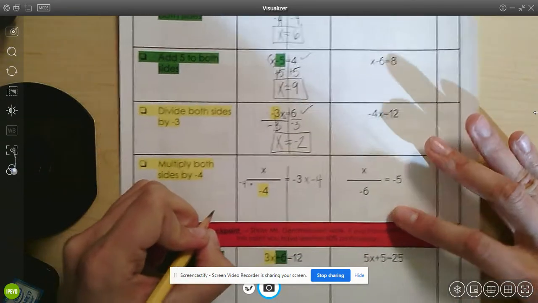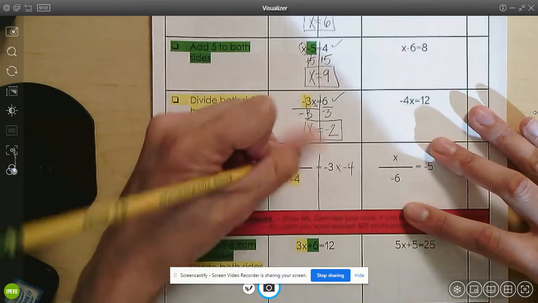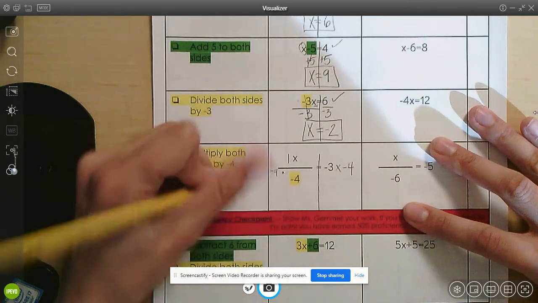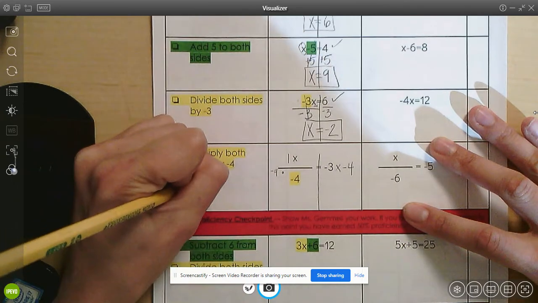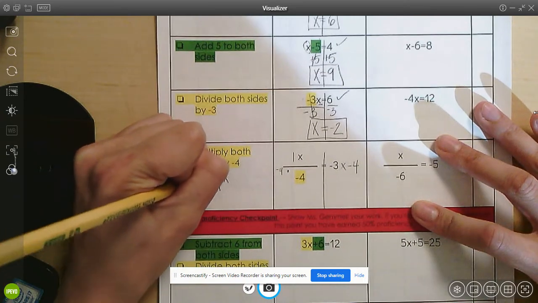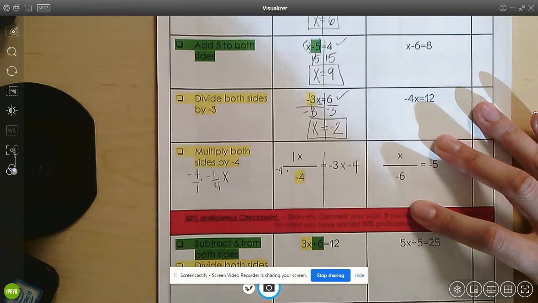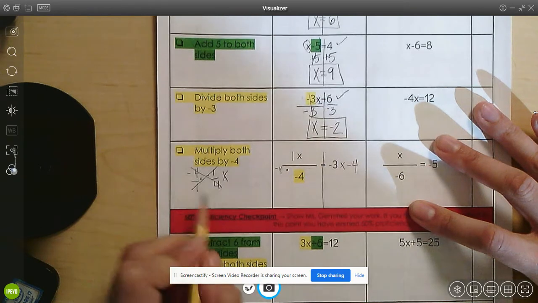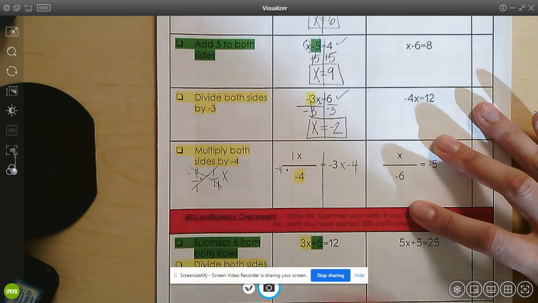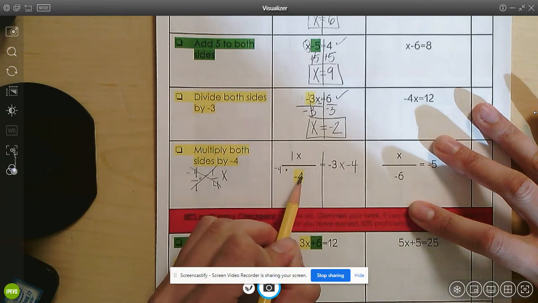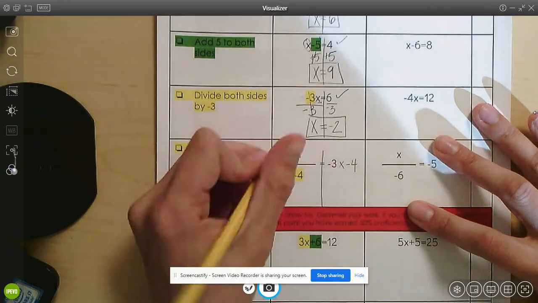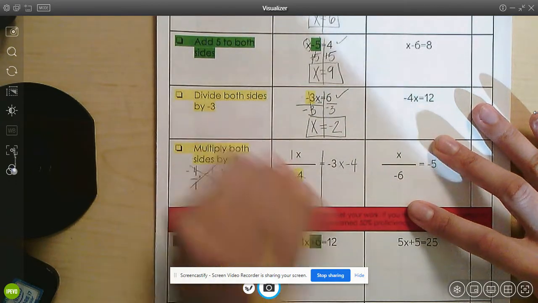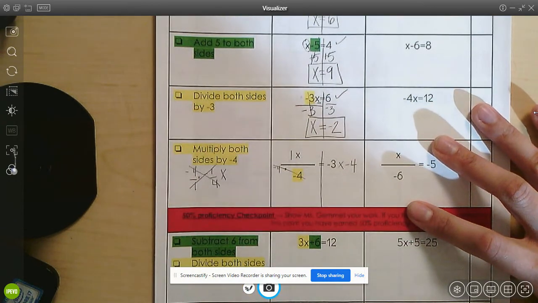Now, real quick off to the side, I'm just going to show you why this works. This is the same as saying negative 1/4 x. And if I were to multiply it by negative 4, which is negative 4 over 1, these would cancel out. Negative 4 times 1/4 is 1 anyway. So that's why when we're dividing by a number, the inverse is to multiply by that number. Okay, all that being said, essentially the negative 4s are gone. Remember, the whole purpose of doing that is to get rid of that number.